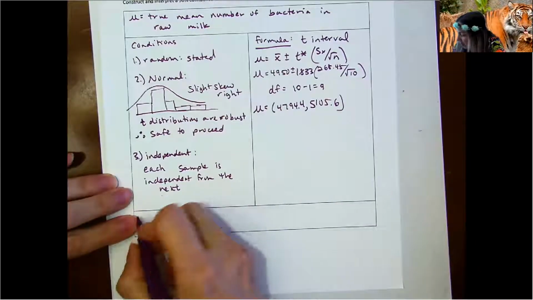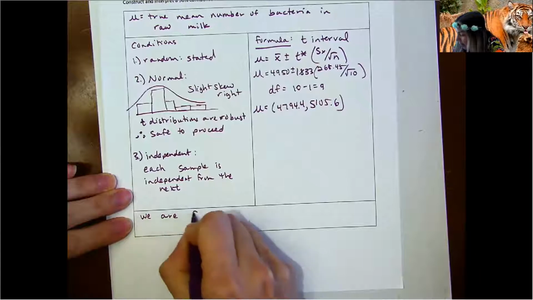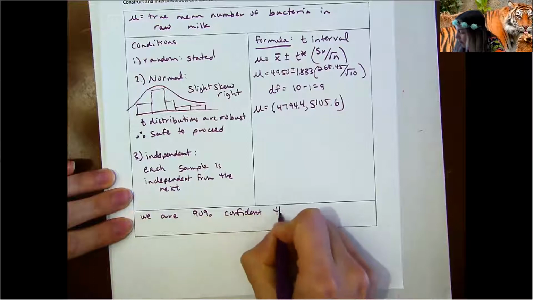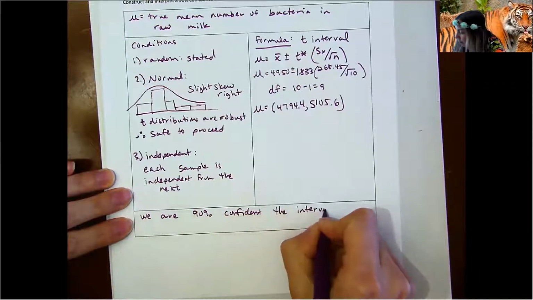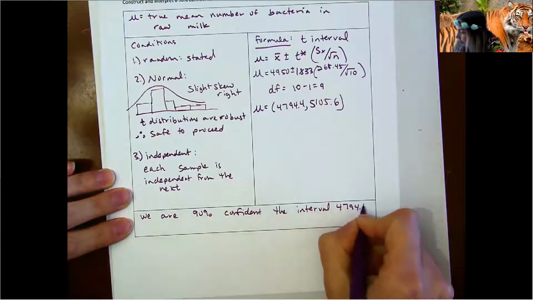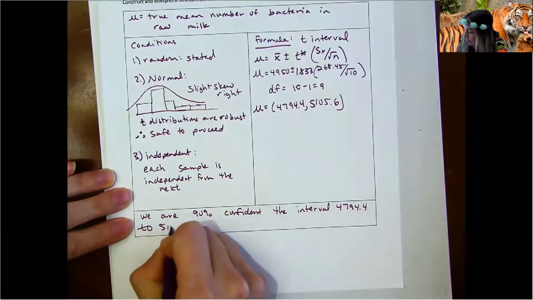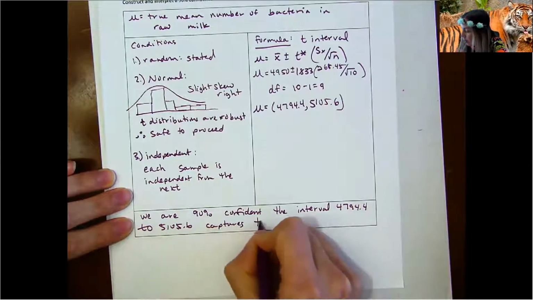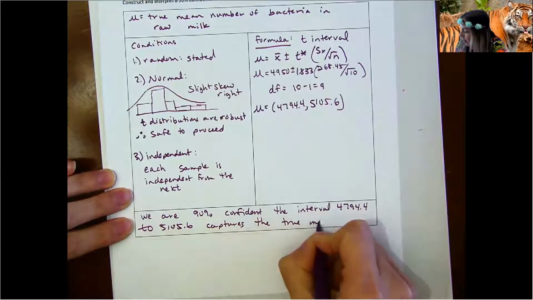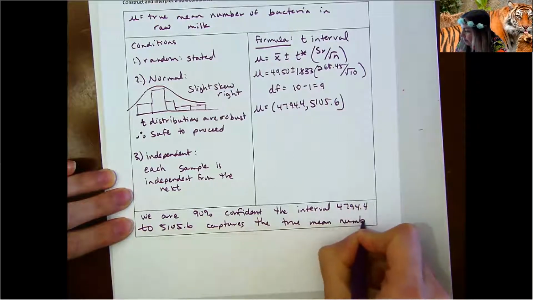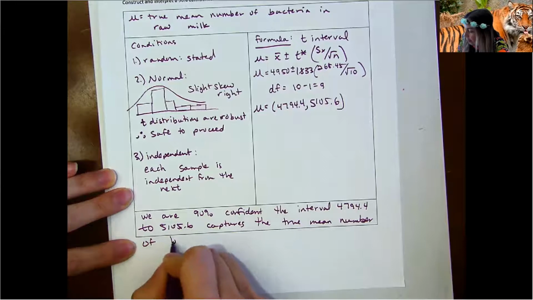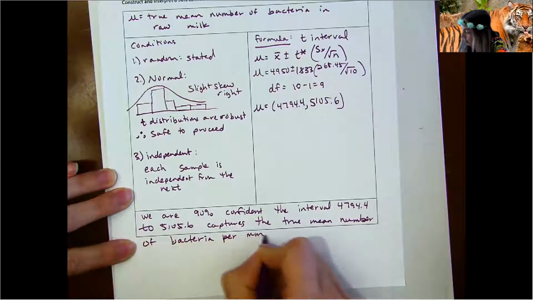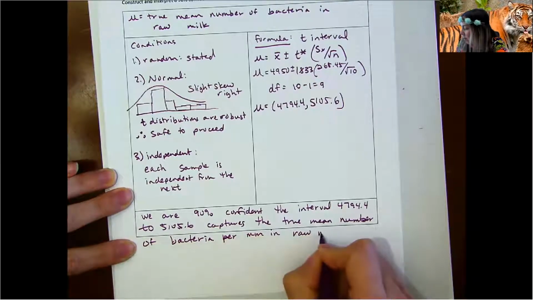Come down here to the bottom for your conclusion. We are 90% confident the interval 4794.4, 5105.6 captures the true mean number of bacteria per millimeter in raw milk.